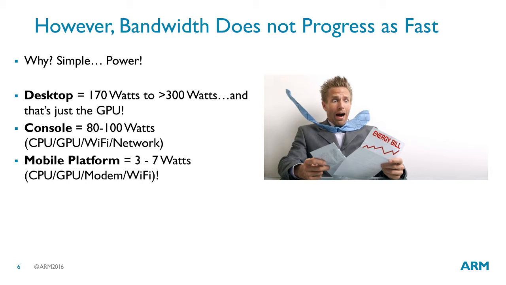And here I put some figures so you can really think about it. 170 watts to 300 watts for a desktop compared to a mobile platform at 3 to 7 watts, such a big difference. Be mindful. You need to be green when coding games for mobile.